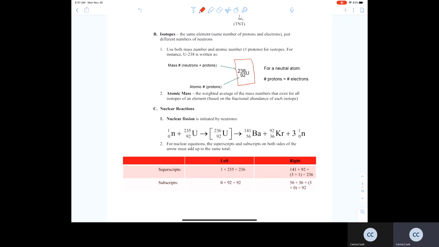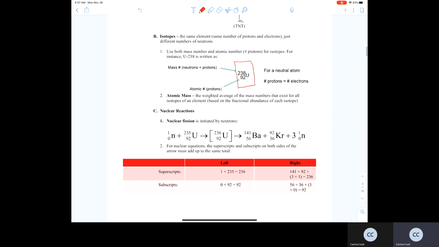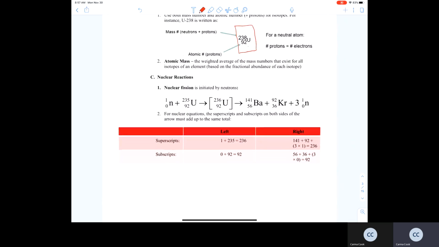And then we also recall that the atomic mass is the weighted average of all of the mass numbers that exist for all of the isotopes of that particular element. And that atomic mass, of course, is always going to be based on the fractional abundance of each isotope. And so that's how the atomic mass is calculated. For each element, it's based on the mass numbers and the fractional abundance of each isotope that exists for that element.